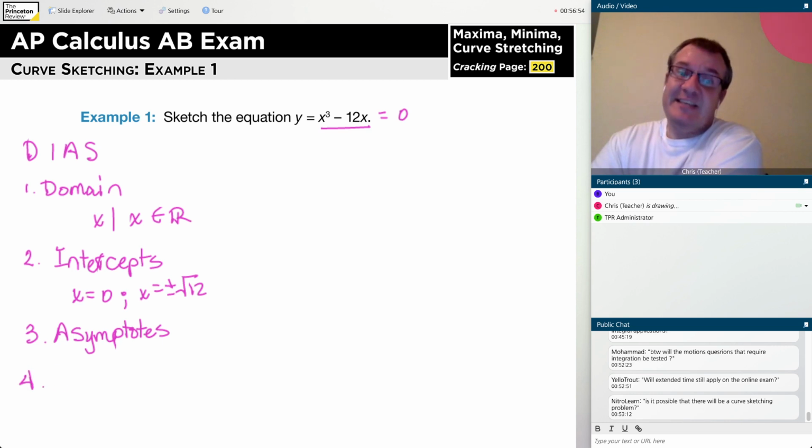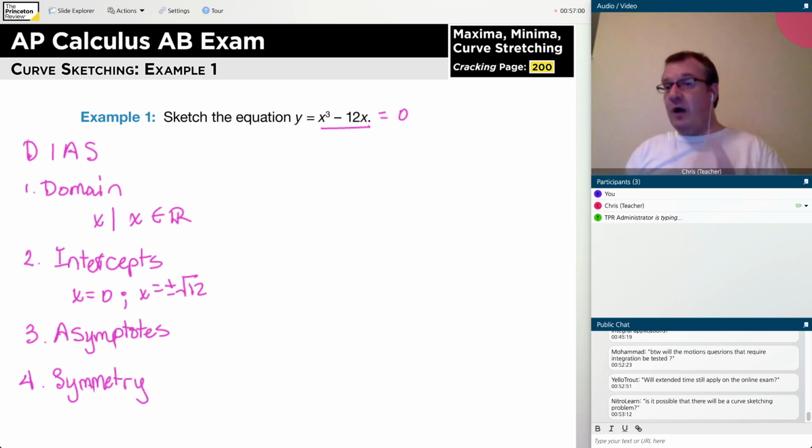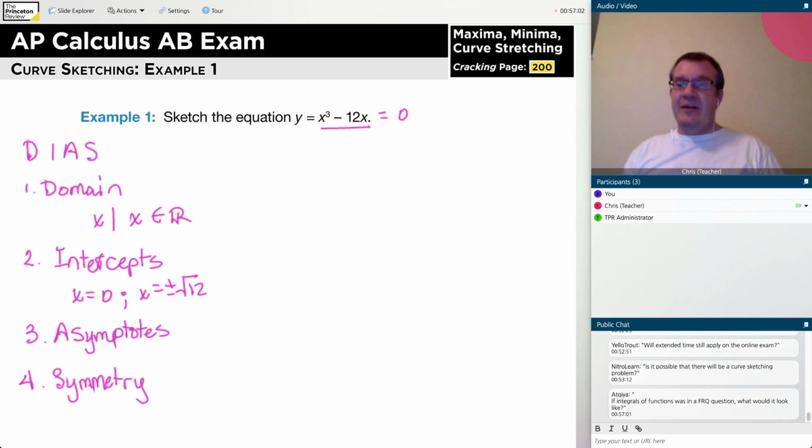The symmetry, though, can help you when you're trying to put the figure together. If you can identify it as even or odd symmetry, that'll let you know the rotation.